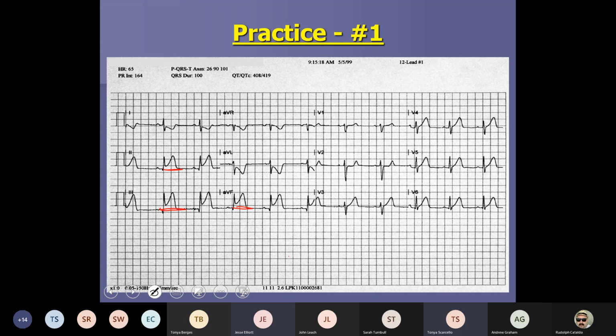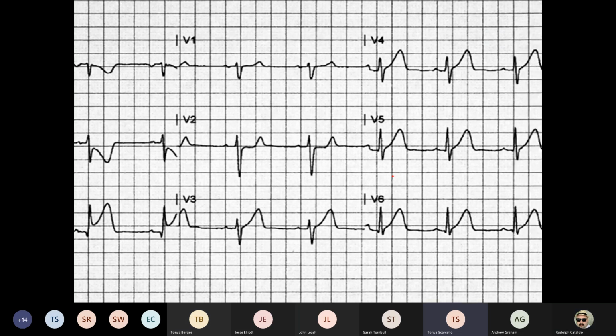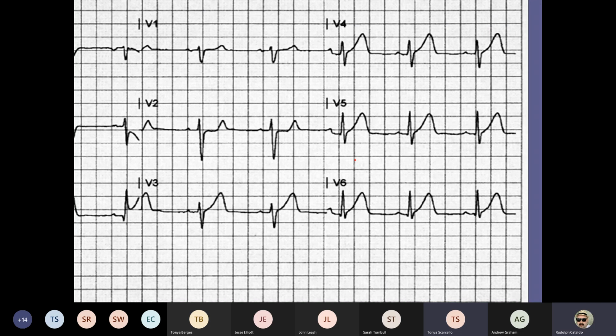V3, V4, V5, V6. Okay, let's zoom in on those. Do you truly see elevation in those? No, maybe not. What you're seeing is that tall T wave that's starting to slope up. That's what's called a hyperacute T wave, and that is a precursor to an MI as well. We're going to go over that here shortly.